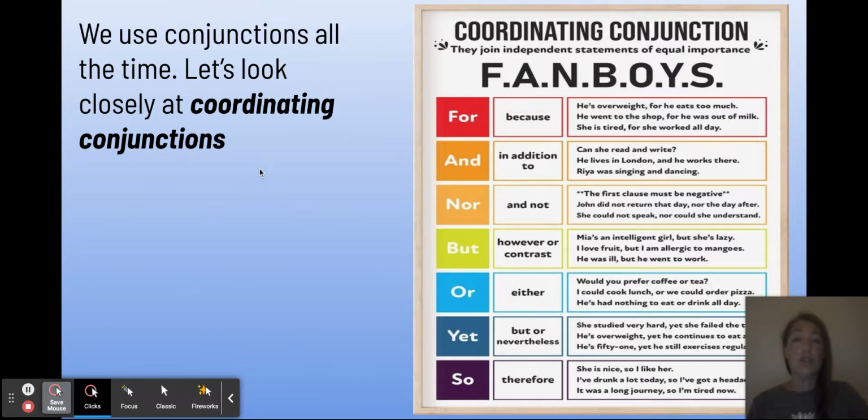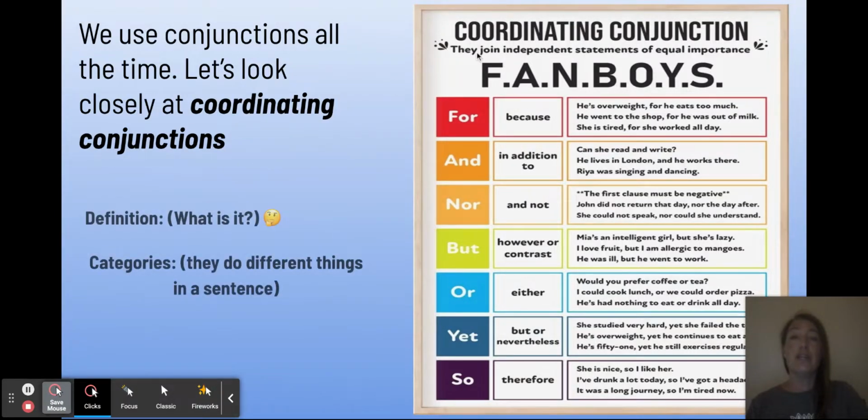So to look a little more deeply at this coordinating conjunction, and again, a reminder to pause the video and write down these definitions. Coordinating conjunctions are words that link or join independent statements of equal importance. So the difference between these and other types of conjunctions is that what's on one side of the conjunction has the same importance as what's on the other side.